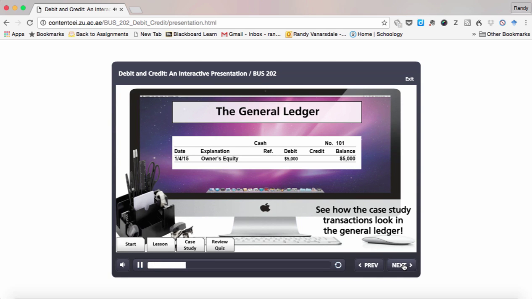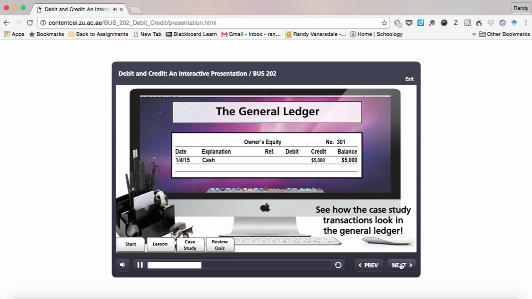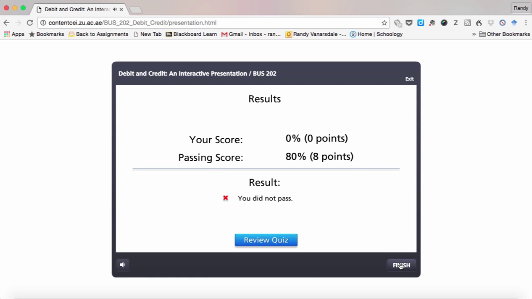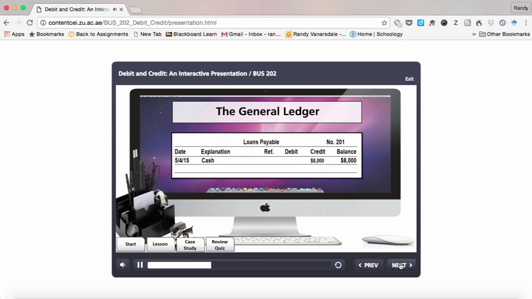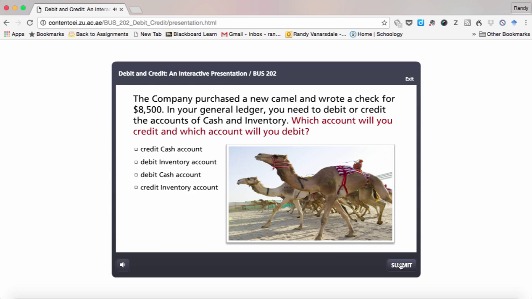The cash account will be increased in the debit side because it is one of the company's assets. And the owner's equity account will be increased in the credit side because it is an equity account. The cash account will be increased in the debit side, and the loans payable account will be increased. Read the scenario and then choose two answers from the options below.